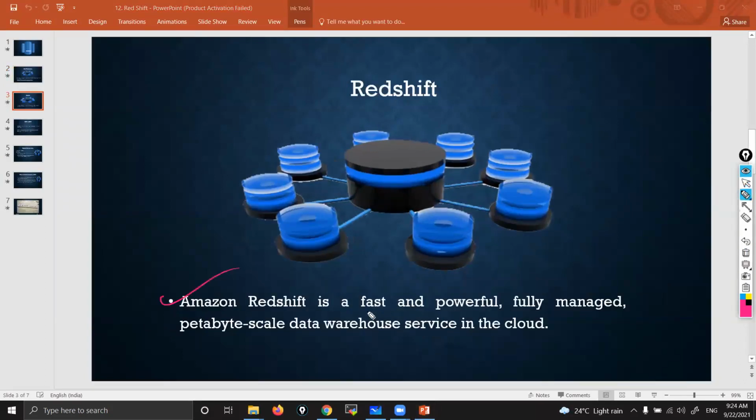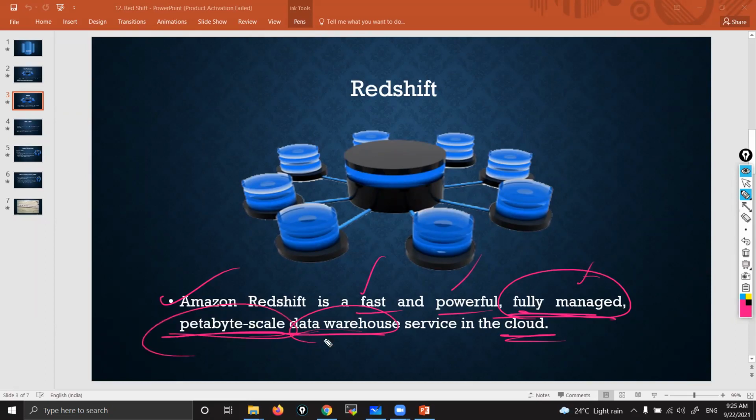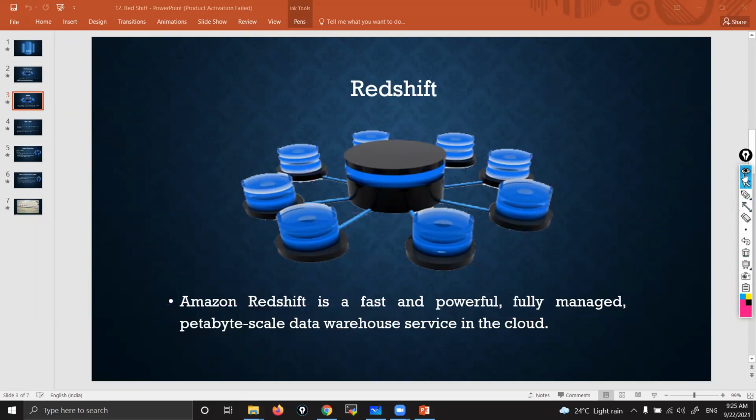See, Redshift is a fast, powerful, and fully managed petabyte scale data warehouse in the cloud. It's pretty fast and powerful. Everything, operations will be faster, in an effective manner. Fully managed by AWS, petabyte scale. The limit is up to petabytes. Data warehouse service in the cloud. Here, leader node, compute nodes.